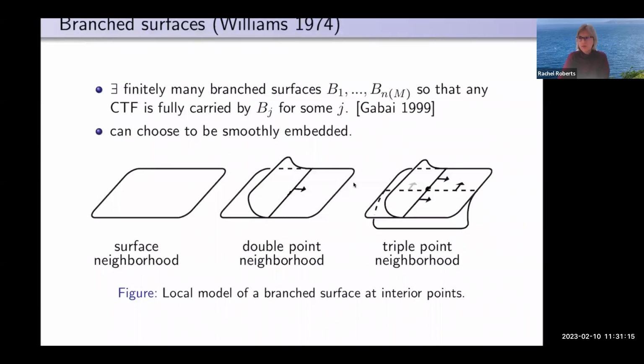And Gabai has a result which says that there are finitely many branch surfaces, so that any co-oriented taut foliation is fully carried by one of these branch surfaces. So you're replacing this world where leaves are typically non-compact with this compact world, which allows you to get a rough picture of what the leaves look like.